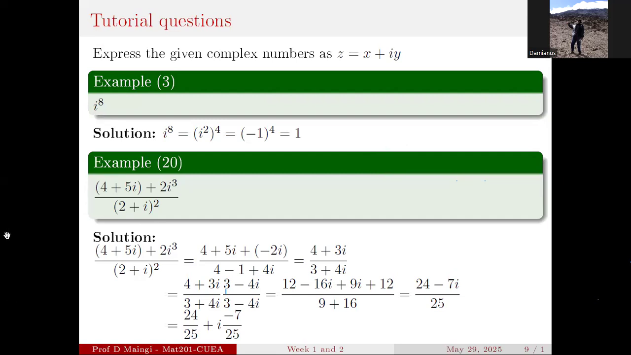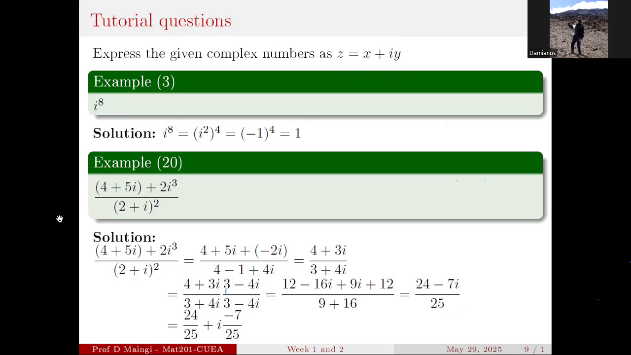Ooh, time is gone. So express a given complex number Z equals x plus iy. I mean, express these numbers that are given in the form of x plus iy. So the number you're given is i power 8. This is pretty easy because it's just 4 copies of i squared. But i squared is minus 1, so minus 1 raised to power 4 is 1. So this is in this form because now the real part x is 1 and y is 0.